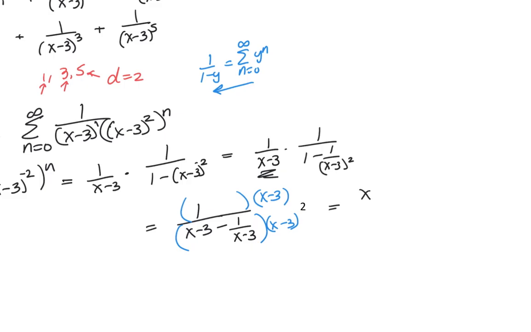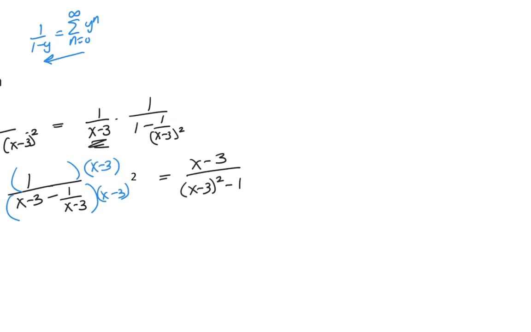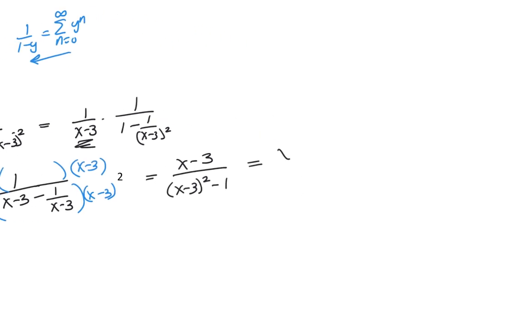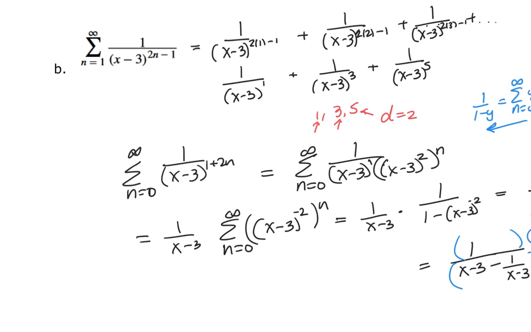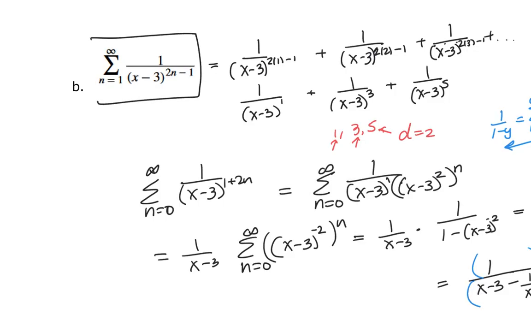And I'm going to get x minus 3 in the numerator. I'm going to get x minus 3, the quantity squared, minus 1. And if you are inclined, you can multiply out the denominator. And you're going to get x minus 3. And then in the denominator, you're going to get x squared minus 6x plus 9 minus 1, so plus 8. And there is your rational function that can be represented by this series.